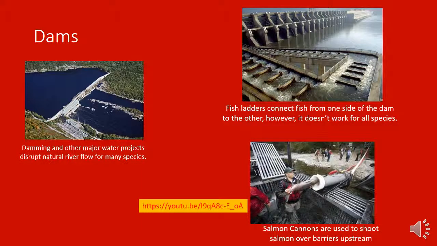Another thing that's used to help fish get up across dams, and this is kind of cool, but these salmon cannons, right? So they're used to shoot salmon over barriers upstream. But it's probably pretty traumatic for the fish. You get caught in a net, and then you get stuck in the tube, and then you get propelled through a gun. And it's expensive because you had to buy this equipment. You're paying the people to run the fish ladder, so it's an expensive thing, but it works, and it's better than nothing. And you can see at this YouTube link, you can see salmon cannons in use.